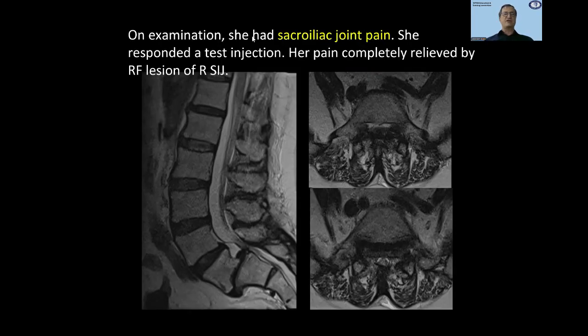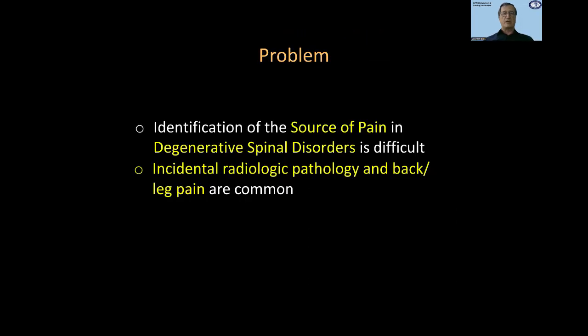But on examination, she had sacroiliac joint pain. She responded to a test injection very well, and her pain was completely relieved by radiofrequency lesion of the right sacroiliac joint. So this is a very interesting thing: seeing a very apparent radiology finding, but it is not related to the source of pain. There is a big problem, I believe.